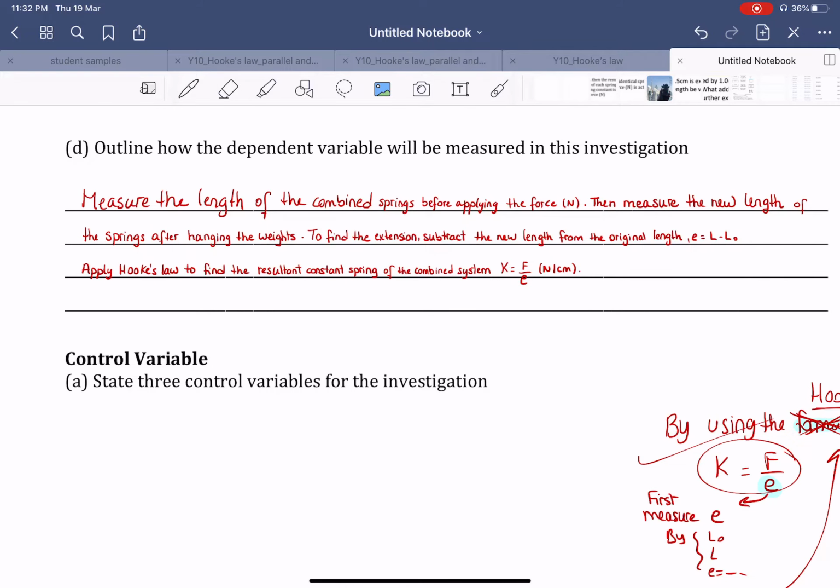So this is pretty much my answer. Measure the length of the combined springs before applying the force, then measure the new length of the springs after hanging the weights, and then find the extension by subtracting the original length from the new one. Applying Hooke's law, you'll find K equals F over E. If you want to be even more specific, you can also say how you can find the force from the mass. Okay, I can add that. You say multiplying the mass by 10, or g, the gravity, you will find the force applied.